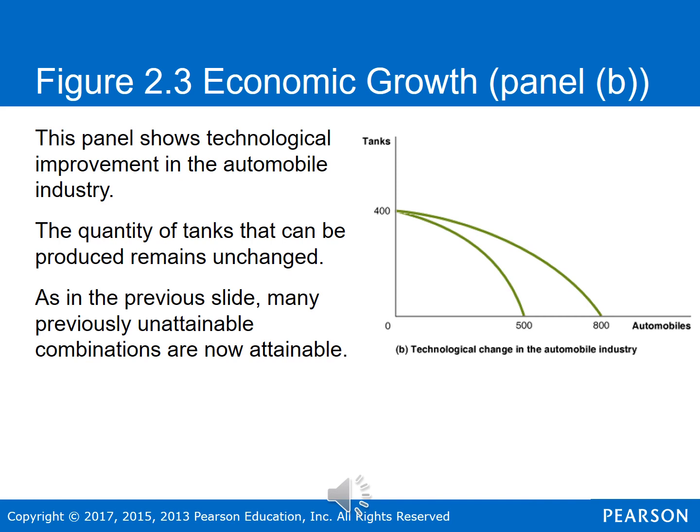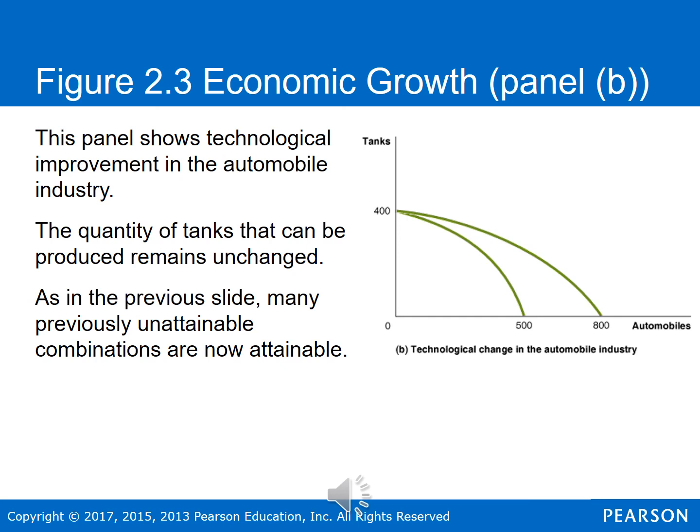Now on this slide, we have another example of economic growth, but this one's a little different than our initial economic growth. In this panel, the quantity of tanks that are able to be produced remain unchanged. However, there's now a technological improvement that makes it easier to produce automobiles. So while we're still only able to produce 400 tanks if we specialize only in tanks, for automobiles we can now produce 800 if we focus on automobiles instead of 500 as we did before. So we've now got a new production possibility frontier, which remains the same point for tanks, but increases all the way along as we produce more and more automobiles.